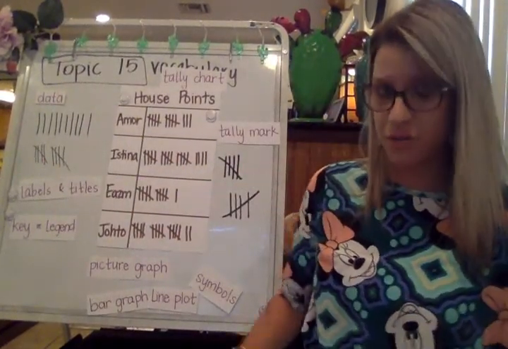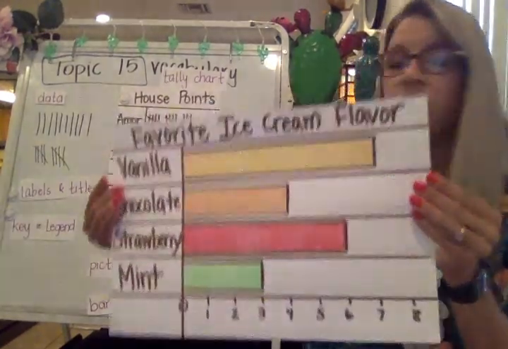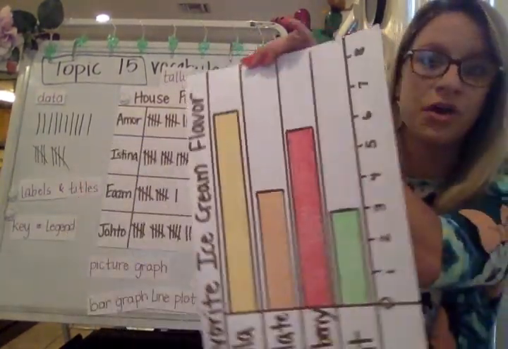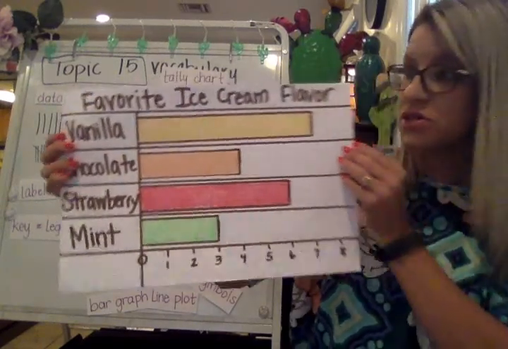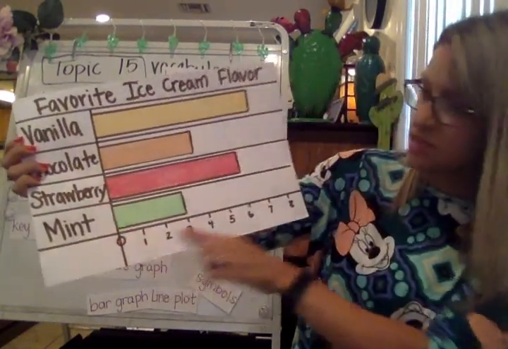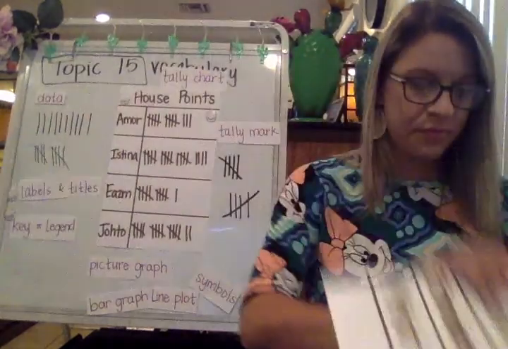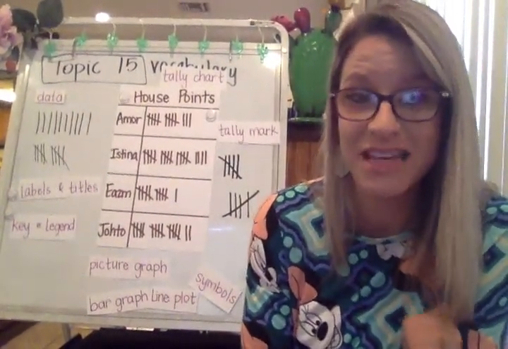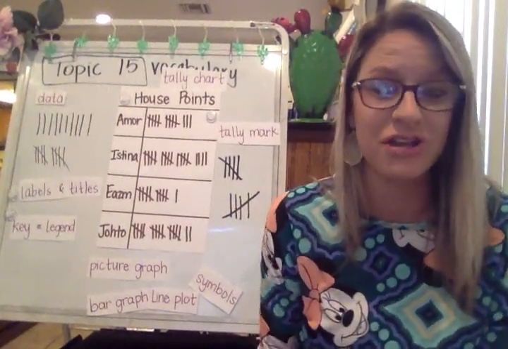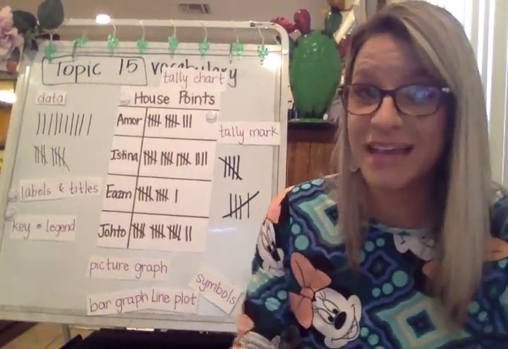That's super important when you're making a picture graph. And then we also talked about this bar graph. It can go this direction or it could go this way. It has different bars. It also has numbers on the bottom. Those are the topic 15 vocabulary words that I expect you to know. Don't forget that secret code.